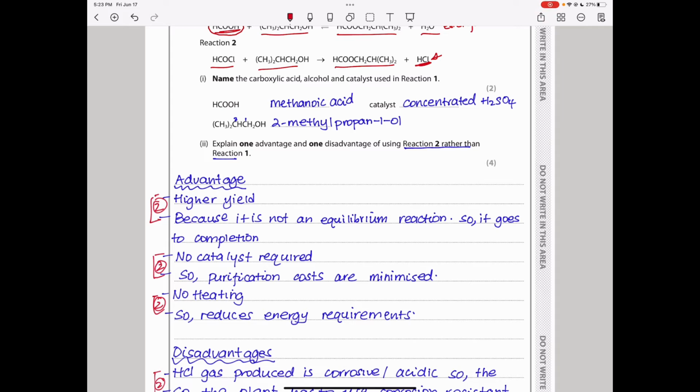The advantage is reaction 2 has a higher yield. Remember again, they're asking you to explain one advantage, so you state the advantage and explain it. It has a higher yield because it's not an equilibrium reaction. The reaction goes to completion, so there is going to be a higher yield of the ester. Also, it does not require a catalyst, so it lowers the costs. Remember, when you use a catalyst, you have to separate it from the product. So because reaction 2 does not use a catalyst, the costs of separating the catalyst from the product are going to be minimized. And reaction 2 does not involve heating, meaning energy requirements are going to be lower.